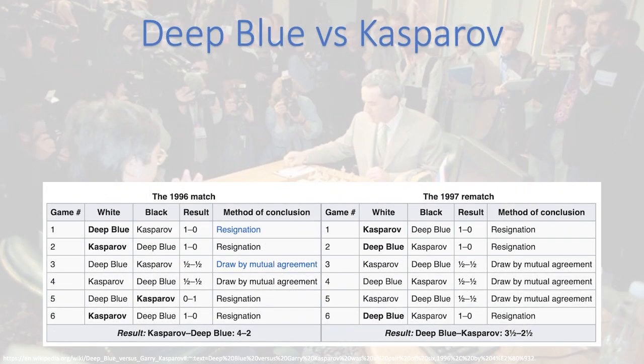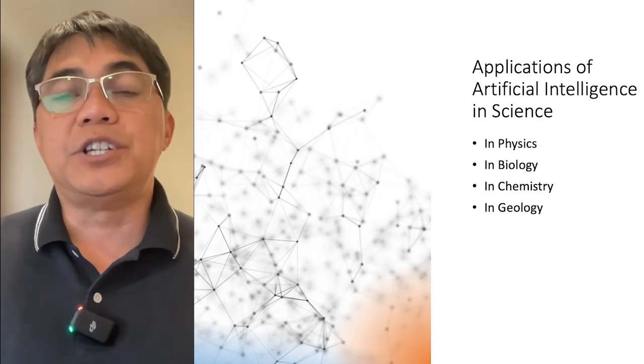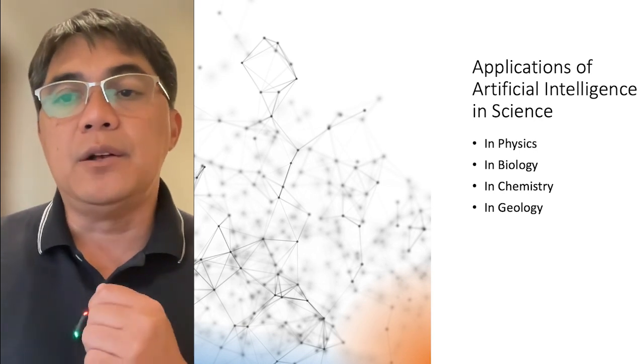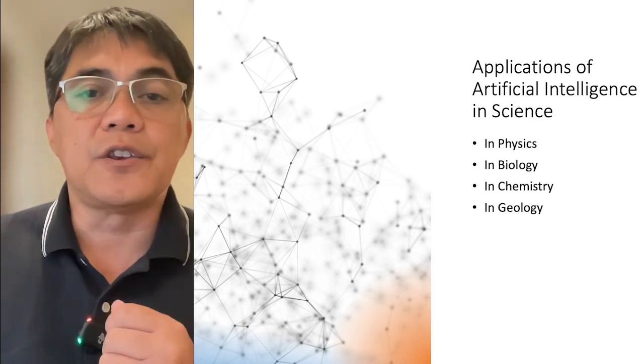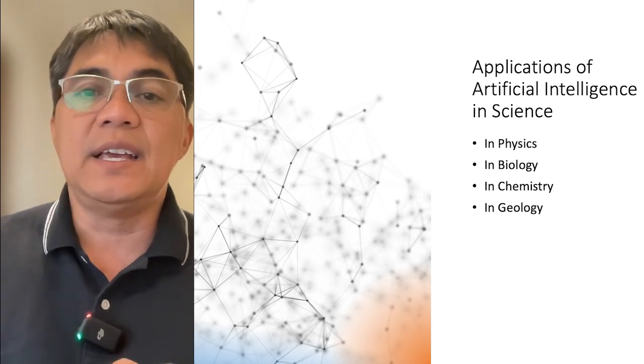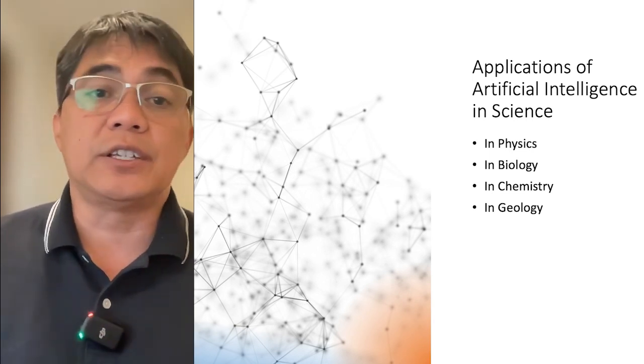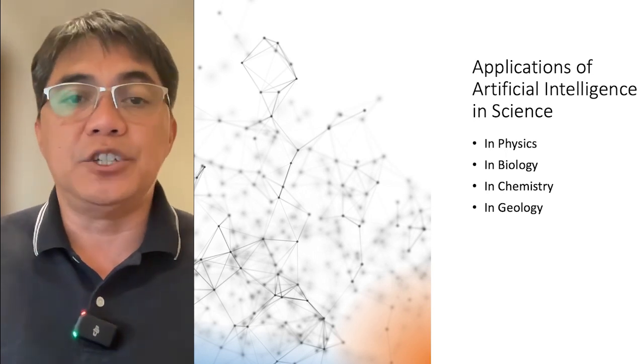Kasparov won 4 out of 6 games. In 1997, Deep Blue won in a rematch, 3.5 out of 6 games. That early on, we can already see the potential of AI, having learned from its mistakes and defeating a chess master. The development of machine learning and its applications really grew in the past 10-15 years, and one can even see applications in natural sciences such as physics, biology, chemistry, and geology.